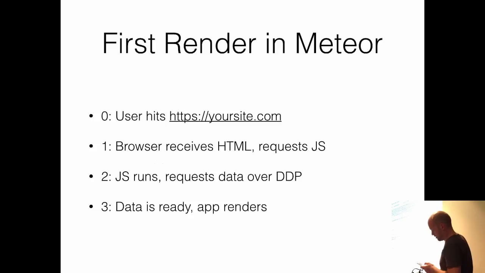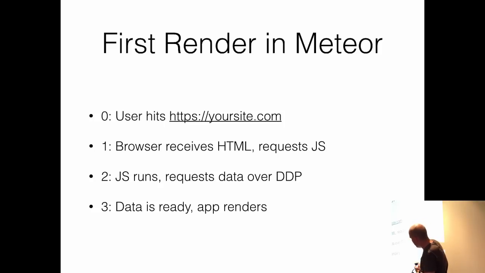So let's have a closer look at what actually happens on that first render when you hit a page in Meteor. I've broken it up into 3 steps or 4 steps, depending on how you look at it. First you type the URL into your browser. Eventually the server comes back and gives you some HTML with some links in it. And your browser then goes off and requests those links. In this case, the important thing being JavaScript.